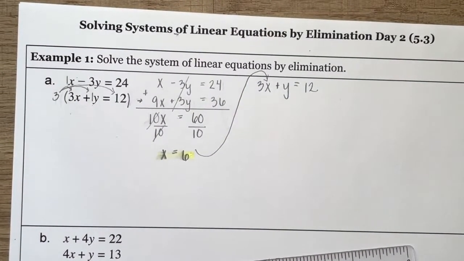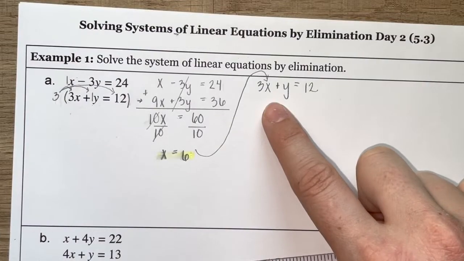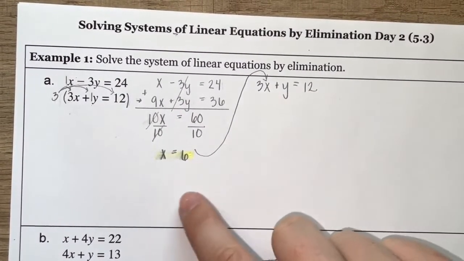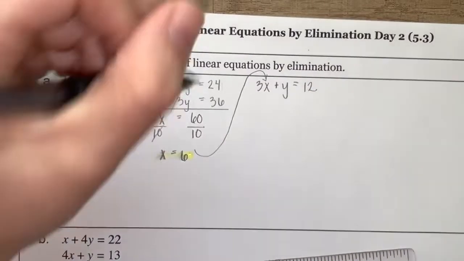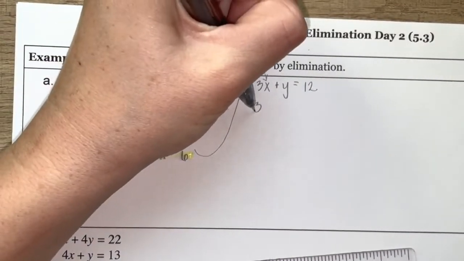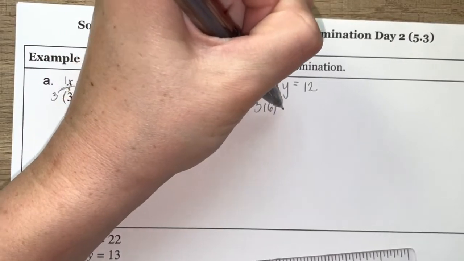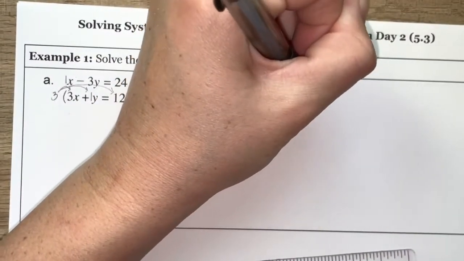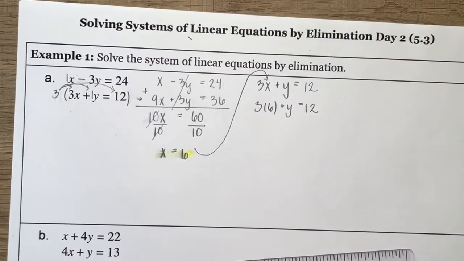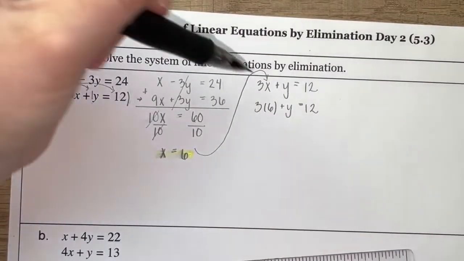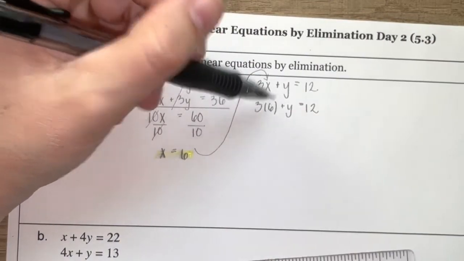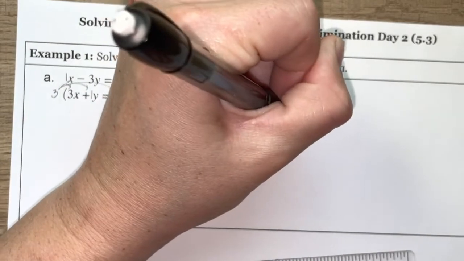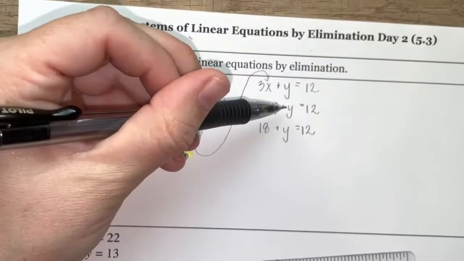I'm going to take that 6 and substitute it into this equation where x is. So if it's x equals 6, it has to go in for x. If we got y equals, it would go in for y. So instead of 3 times x, my equation is 3 times 6 plus y equals 12. And then now we're just going to simplify to solve for y. So I can simplify the left side by multiplying 3 times 6. That's 18. And then plus y equals 12. Everything else just comes down.